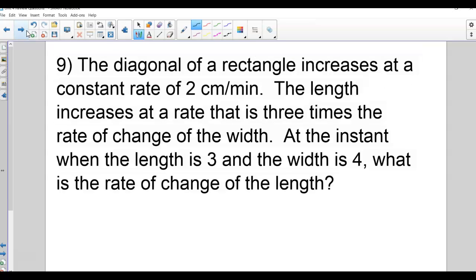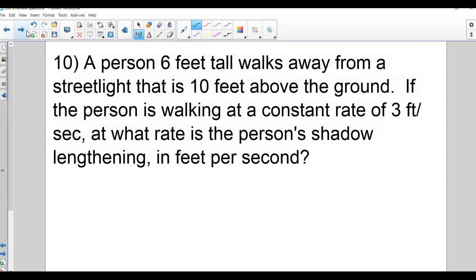So that would be our answer C for this problem. We did 8 together, and I believe we did 9 together. So we're going to look at 10. Number 10 says a person 6 feet tall walks away from a street light that is 10 feet above the ground. If the person is walking at a constant rate of 3 feet per second, at what rate is the person's shadow lengthening in feet per second?